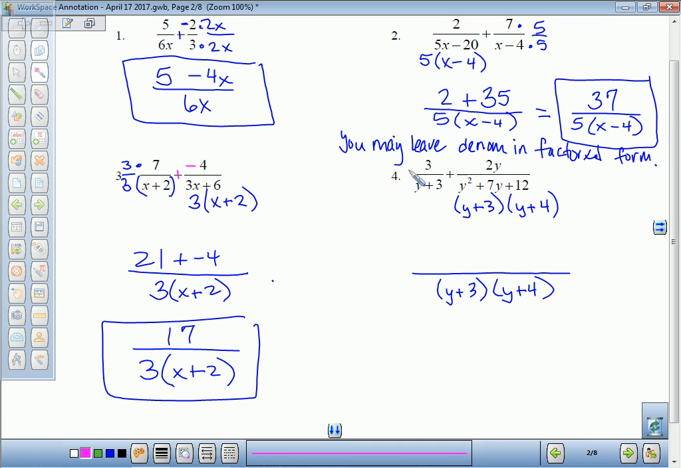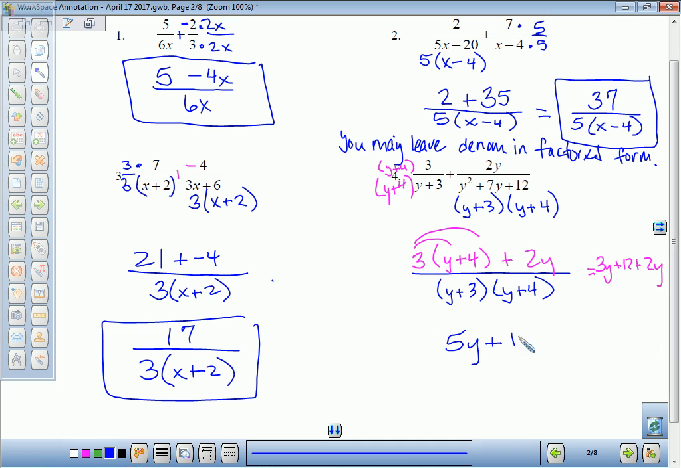So when we're looking at this problem, this first fraction would need to be multiplied by the y plus 4. So here we have 3 times the y plus 4, and then we have plus 2y. So we can distribute this, which gives us 3y plus 12 plus 2y, and then we can add like terms. So 3y and 2y are 5y plus 12 over y plus 3 and y plus 4.